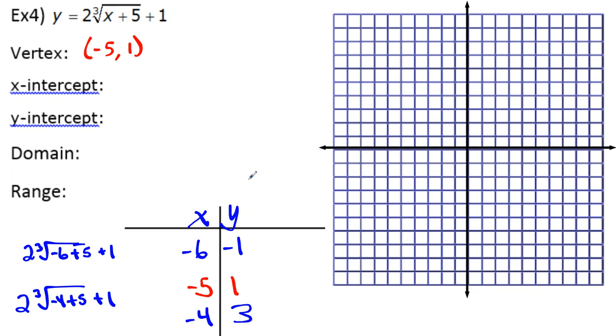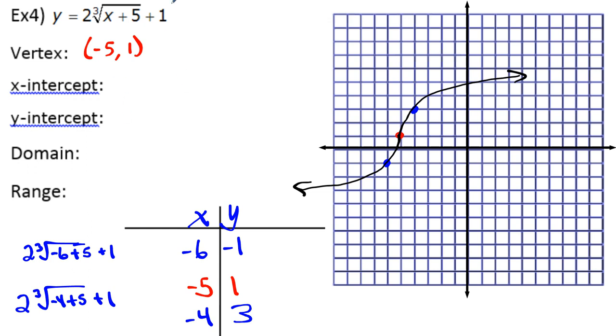Now we can graph these and get everything else as well. Let's plot the point. Let's get our vertex first. Negative 5, 1: 1, 2, 3, 4, 5 to the left, 1 up right here. Let's get those other points. Negative 6, negative 1 right here. Negative 4, positive 3 right here. This one's a very unique one because it's going to go like this, and then the other side's going to go like that. Now, of course, we know the domain and range. That's always the same. It's negative infinity to positive infinity.